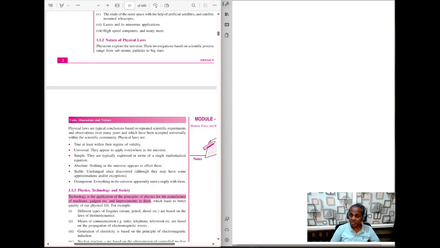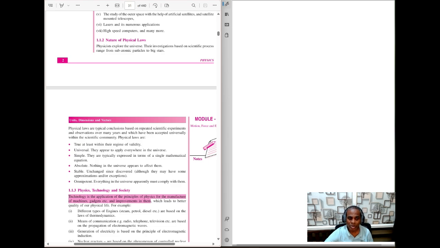So the principle of gravitation has led to the physical law which was formulated by Newton. Similarly, we can think of other physical laws such as law of buoyancy, laws of thermodynamics, laws of optics, such as the angle of reflection is equal to the angle of incidence. We might have studied that in our earlier classes. So, what is common with all these physical laws? They are true at least within their regime of validity. They are universal, as we discussed. They appear to apply everywhere in the universe.